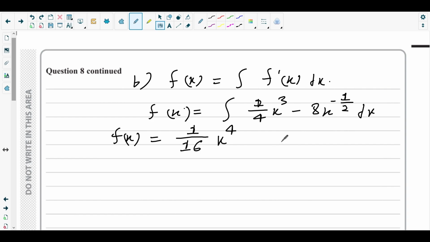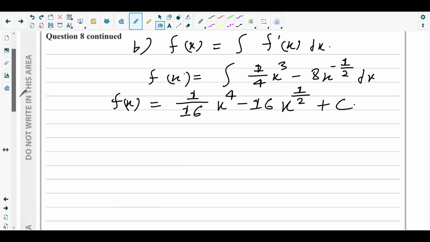Same goes for the second term, x to the power negative half. We add 1 to the power, so it becomes positive half. Then we use the new power to divide the coefficient, so negative 8 over half is negative 16. And the rule of indefinite integration is that we have to add c after the integration. This is due to the constant lost in differentiation.